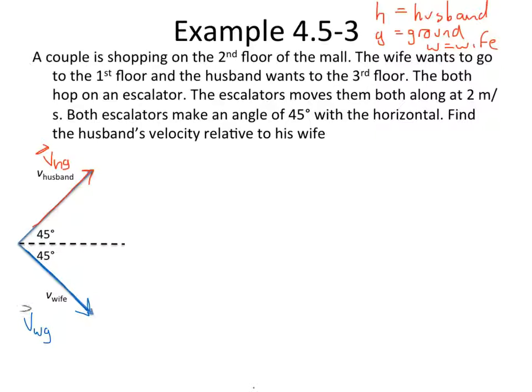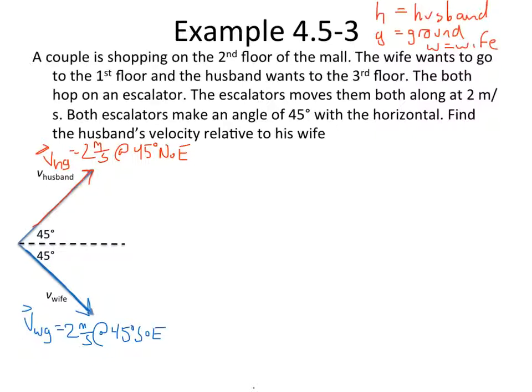All right? And by the way, each of those has a value. The husband with respect to the ground is what? How fast do the escalators move? They move at 2 meters per second. So the husband is 2 meters per second at what angle? That's going to be at 45 degrees north of east. Likewise, the wife is going to be moving at the same rate of speed, 2 meters per second, but this is going to be at 45 degrees south of east.